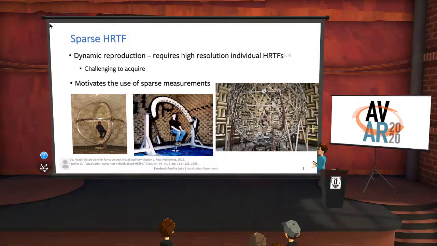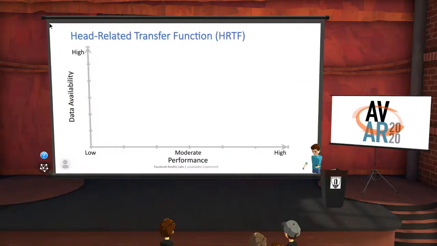So now the question is how sparse we can go, and what is the performance, specifically the localization performance, using sparse HRTFs. We can say that we can evaluate our HRTF according to the localization performance that we can get, but we have the trade-off of the availability of the data.